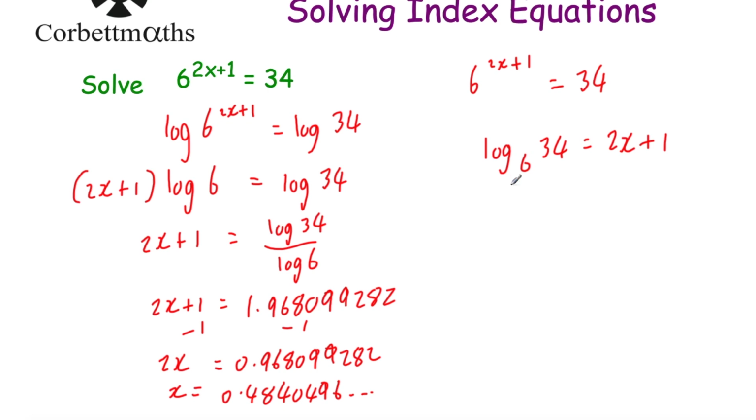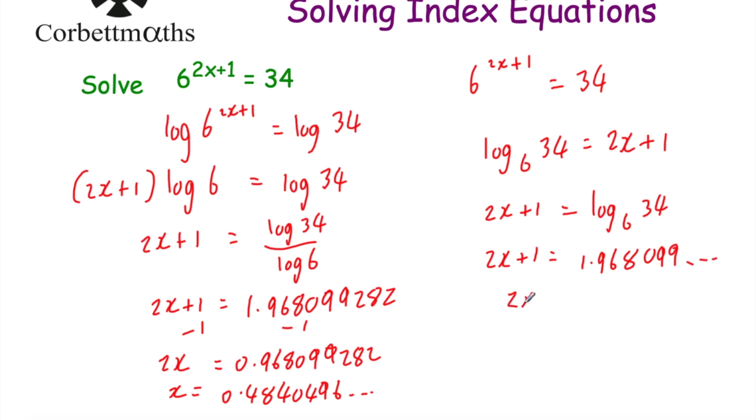I'd probably just turn this around to get 2x plus 1 is equal to the log of base 6 of 34. And then at this point, I'd work out what the log to base 6 of 34 would be. So we get that 2x plus 1 is equal to 1.968099, and so on. I would then take away 1 from both sides to get 2x is equal to 0.968, and so on. And then divide by 2 to get that x is equal to 0.484, and so on. And that's it. We just rewrote that as a logarithm and then just worked it out.